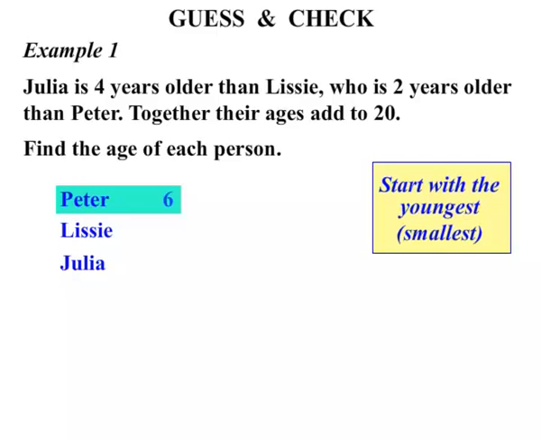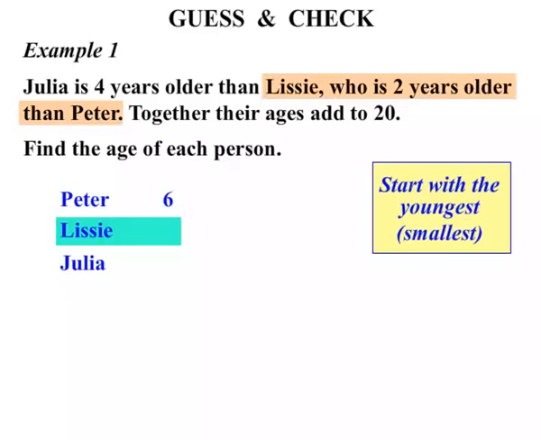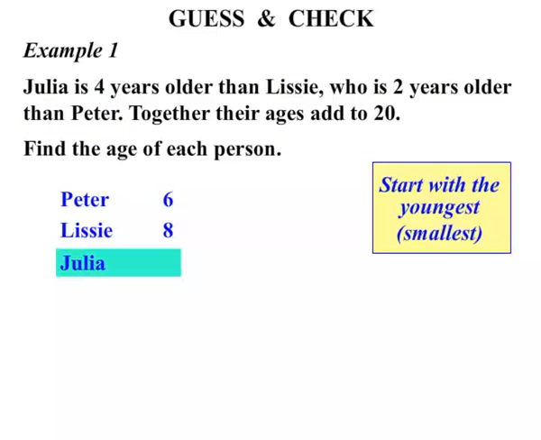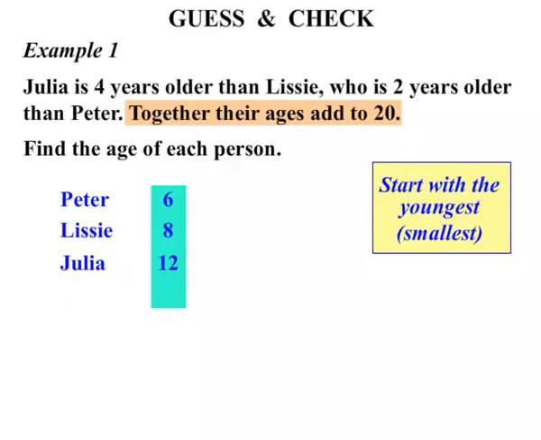What about 6? Now Lissy, through the information we read, is 2 years older than Peter. So if Peter's 6, then Lissy would be 8. Julia is 4 years older than Lissy. Okay, got Lissy as 8, so Julia must be 12 years old. Now, together their ages add to 20. So in other words, we've got to add these up and see if we get 20. Well, when we add them up, we get 26, so we're a little bit high. That's okay, we're pretty close.